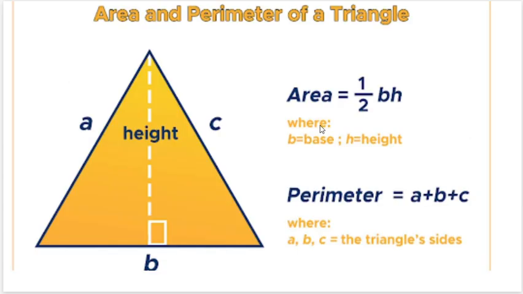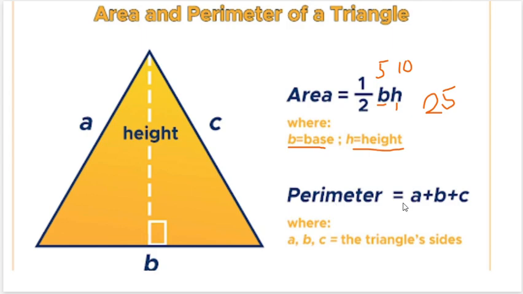Now, when we deal with a triangle, the area of a triangle is half base times height. This B here stands for base, while this H stands for height. Let's say the base was 5 and the height was 10. So half of 5 times 10: 5 times 10 is 50, which gives an answer of 25.